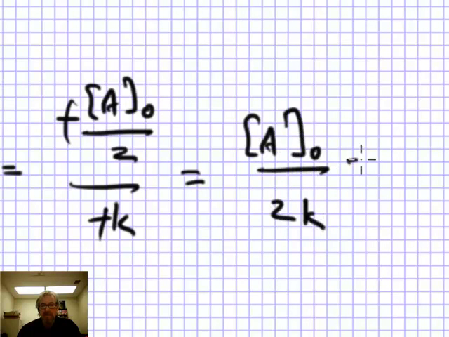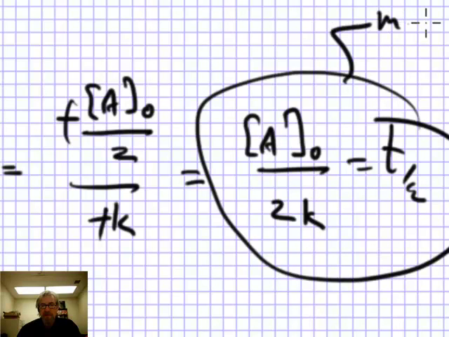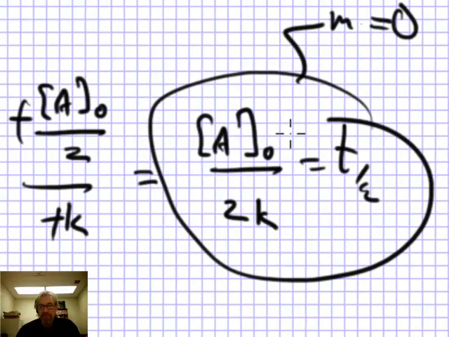So for a zeroth order reaction, when m is 0, the half-life is the concentration at the beginning of that half-life divided by 2 times k. So half-life depends on the concentration at the beginning of that half-life. That's not true for first order reactions, as you're going to see in a minute.